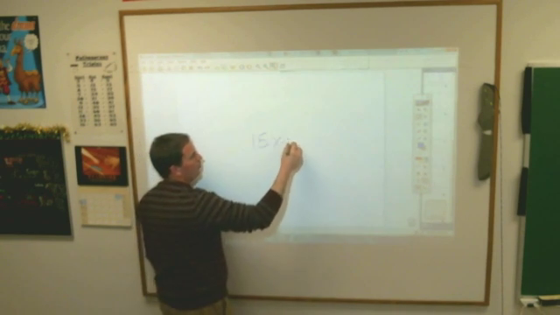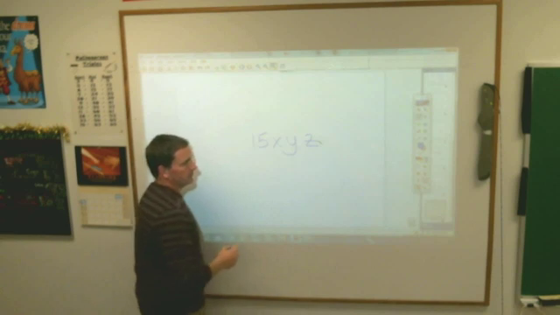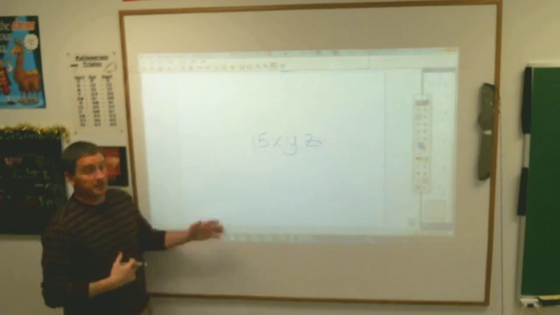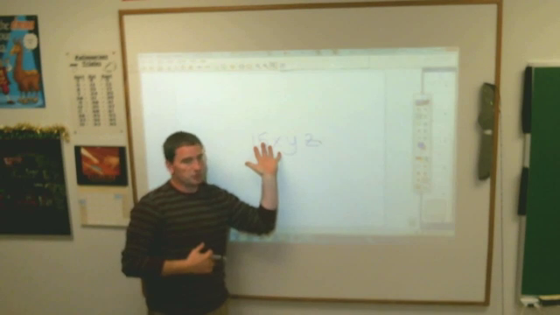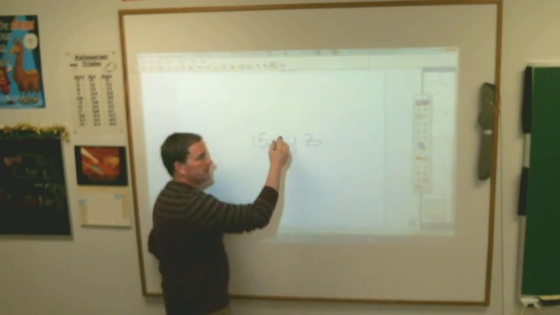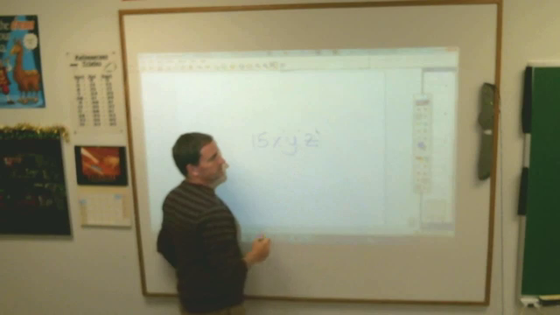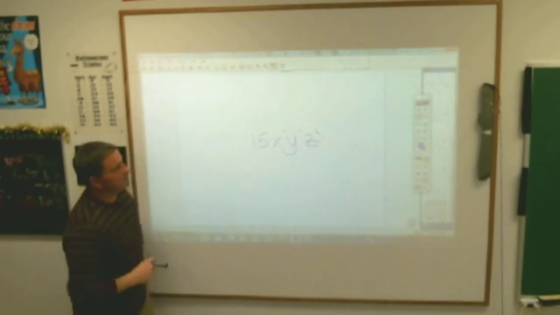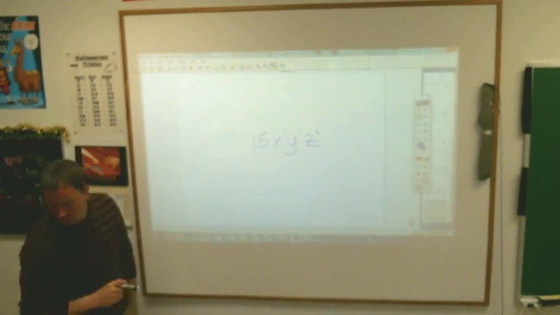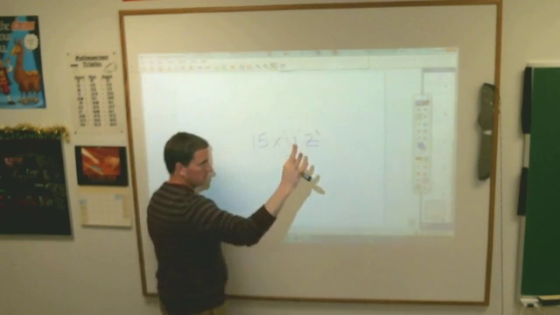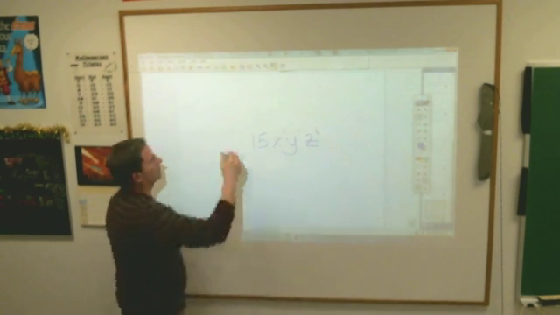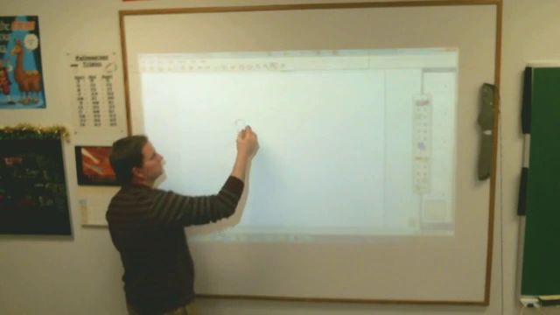15xyz. The degree of that: this is a single term, there's no addition or subtraction, it's a monomial. It's third degree, because there are assumed 1s here. You add whatever the exponents are. So you just cross out the 15.